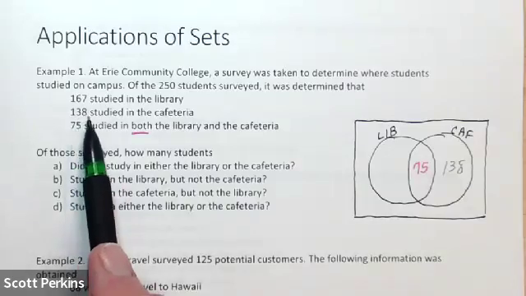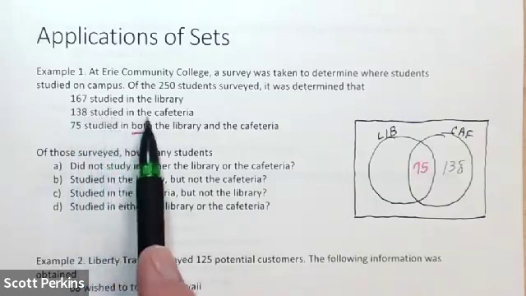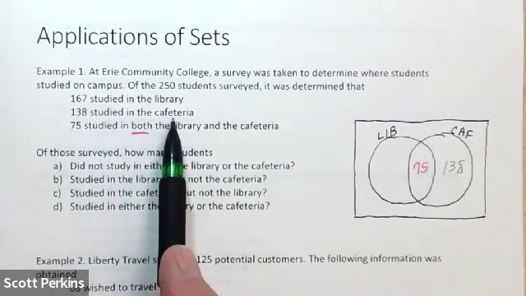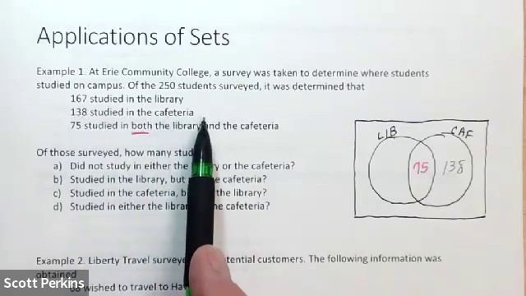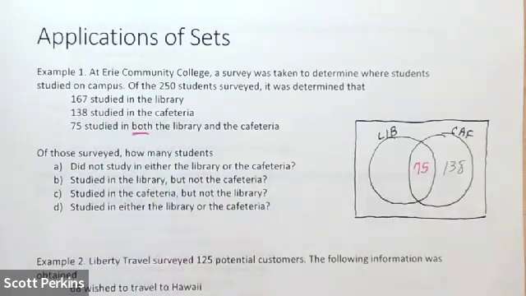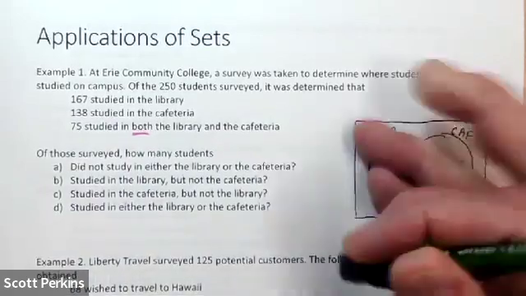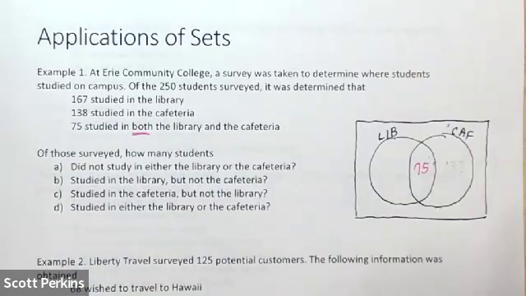Yeah, this says, don't read more detail into this than the words are giving you. This says 138 studied in the cafeteria. Does this say they studied in the cafeteria only? Does this say they studied in the cafeteria but not the library? No. All it says is cafeteria. So what that means is not that there's 138 there. What it means is that I have 138 students total in the cafeteria.